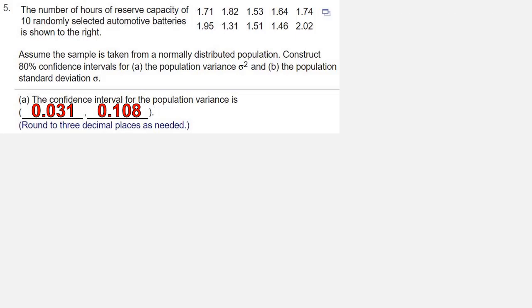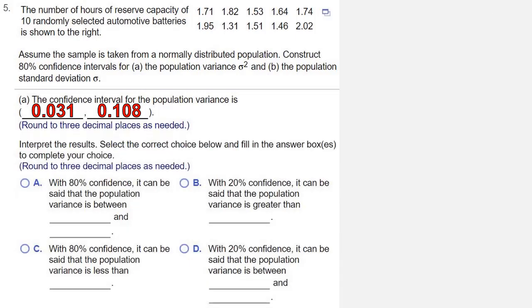We also needed to interpret those results. So we had an 80% level of confidence. When we're finding a confidence interval, that's how confident we are that the actual population value for, in this case, the variance, falls within that interval. So with 80% confidence, it can be said that the population variance is between 0.031 and 0.108. That would be choice A. We're always expressing how confident we are that the actual population value is between the bounds of our interval. Not less than that, not more than that.